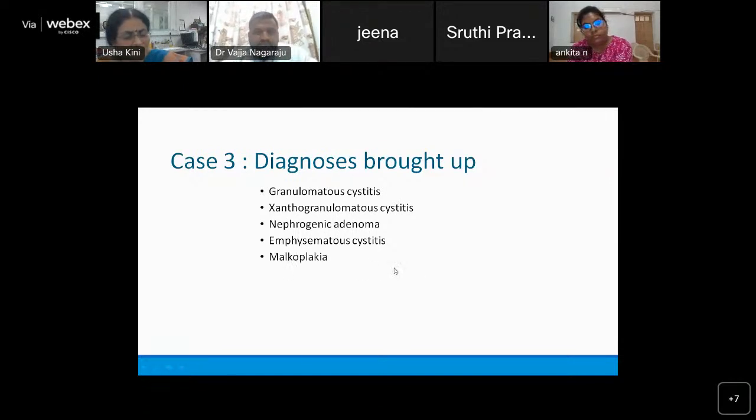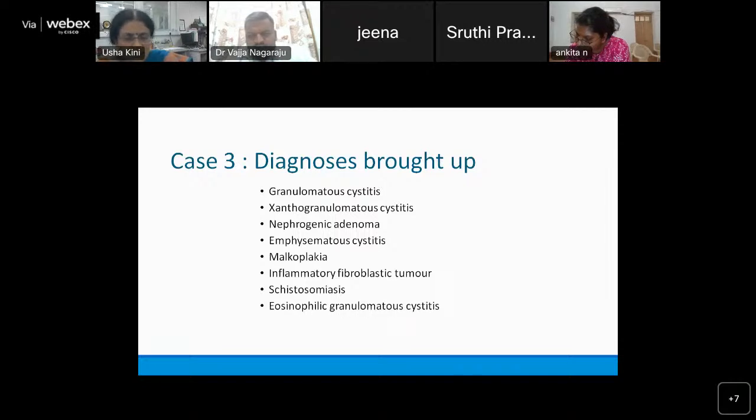Malacoplakia, sorry, there's an error, but there were no inclusions, nor were there sheets of macrophages, which is very typical, which we didn't find. Inflammatory fibroblastic tumor, I'm not sure, but I thought all these with doubts. Yes, someone thought of schistosomiasis. Maybe they looked at that inclusion up there in one of the giant cells, but it didn't have a distinct morphology of a schistosome. It's a very large parasitic structure that you would see, but this was very small.